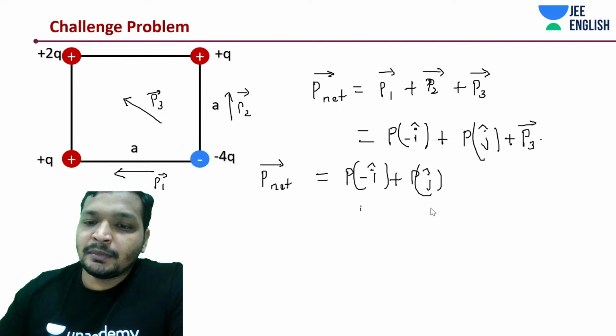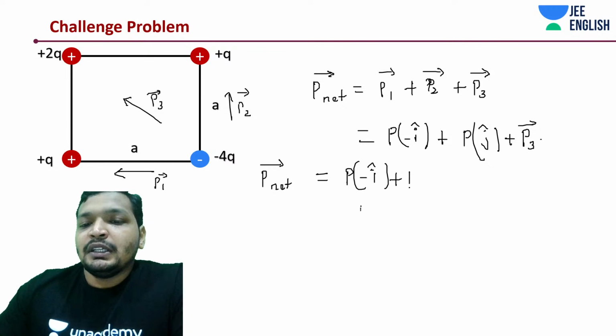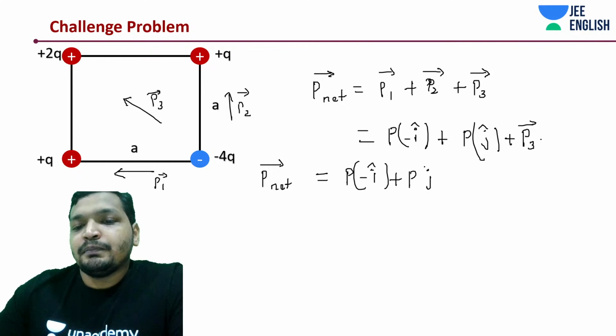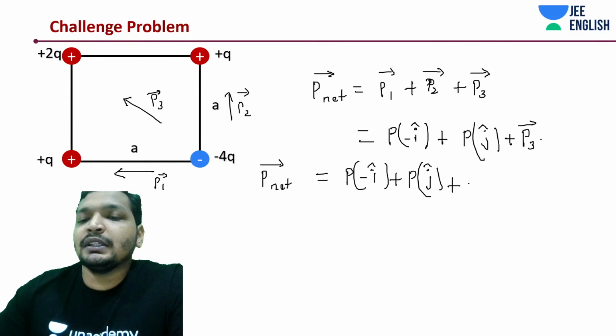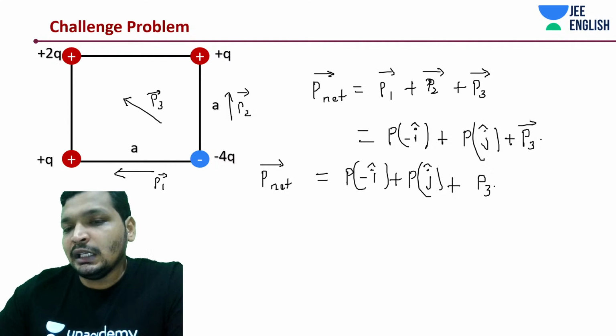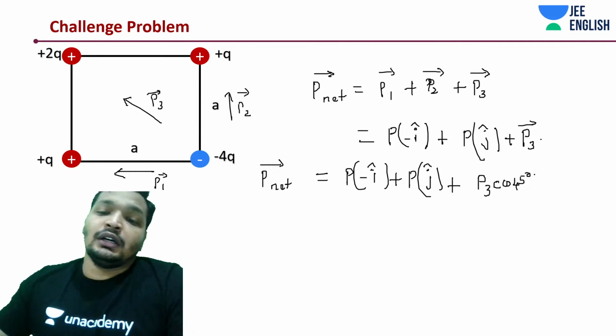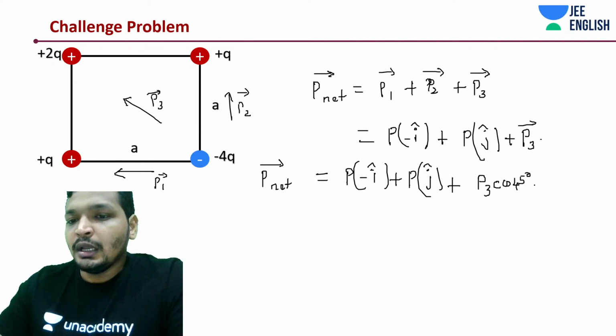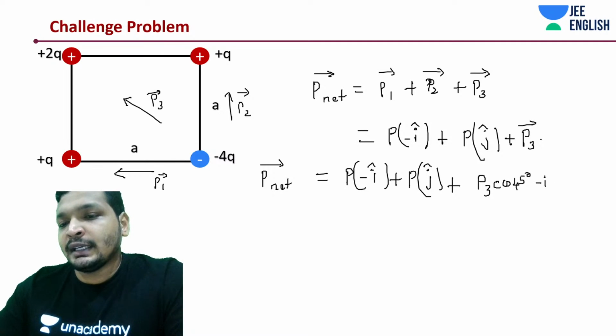It's a pretty easy problem, guys. If you understood it, it's amazing, right? This is P into J cap, and this is going to be how much? P3. P3 is split up into two parts, which is going to be P3 cos 45, which can be written as 1 by root 2, minus I cap.